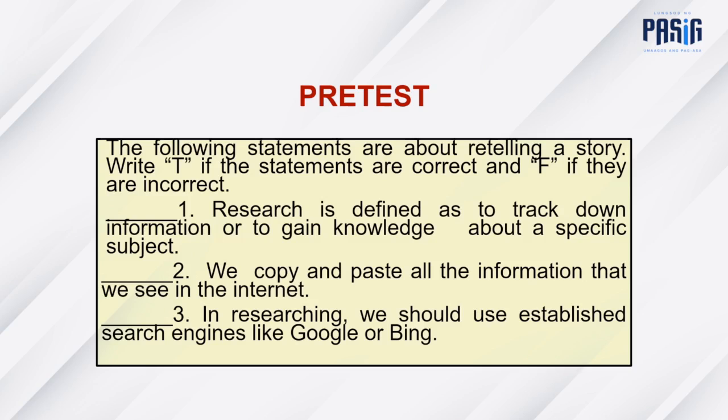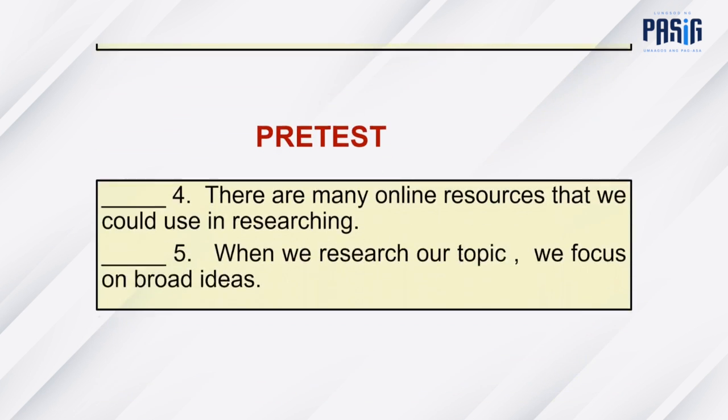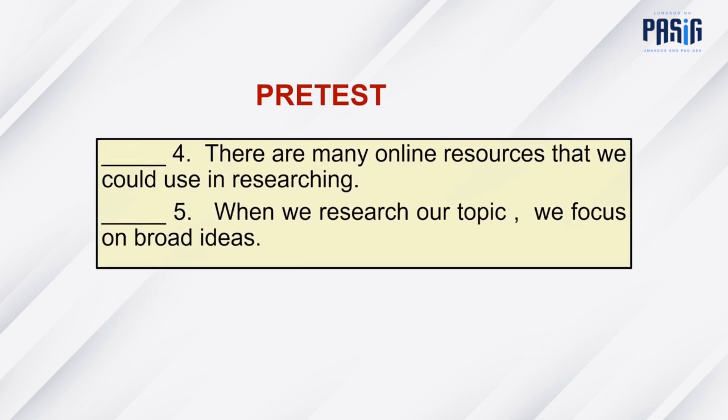1. Research is defined as to track down information or to gain knowledge about a specific subject. 2. We copy and paste all the information that we see in the internet. 3. In researching, we should use established search engines like Google or Bing. 4. There are many online resources that we could use in researching. 5. When we research our topic, we focus on broad ideas.